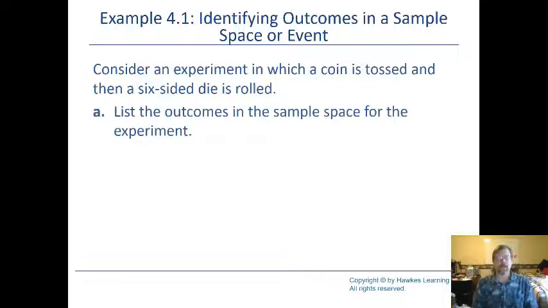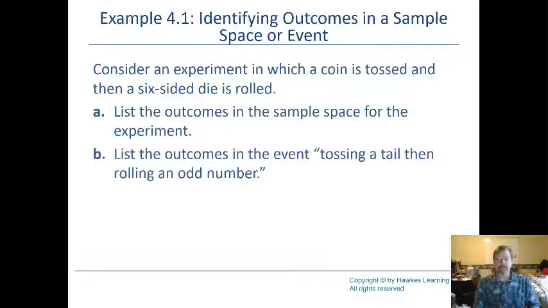All right, so what are the outcomes in the sample space for this experiment? Remember, we've got two things. We've got a coin being tossed and then a die being rolled. So one experiment includes a coin toss and a die roll. So take a minute. Think about all the possible outcomes. When you're ready to move on, unpause.